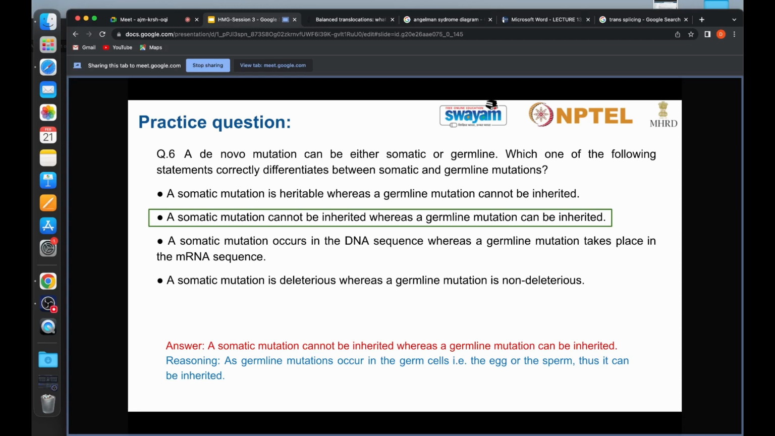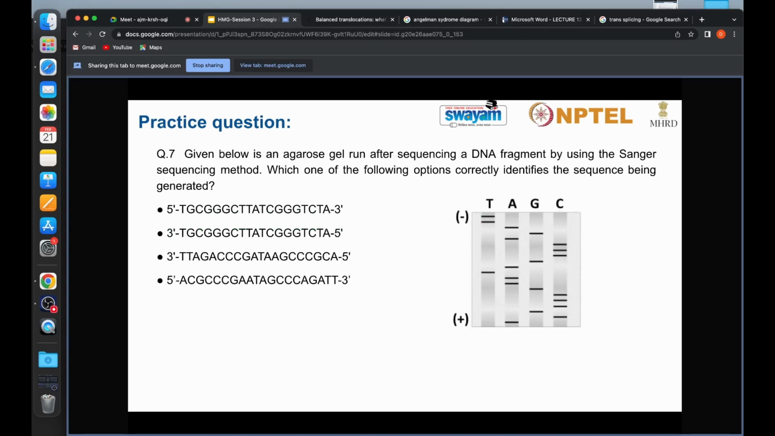Then we discussed question number 7, in which they have given you the agarose gel run after sequencing a DNA fragment, in which they have performed Sanger sequencing, and they have asked you to identify the correct sequence that would be generated. So in this, they have asked you for the DNA sequence. But in your assignment number 3, they asked about the mRNA sequence, which was quite confusing for a few of the students. But this was quite clear, because here they only asked about the DNA sequence from 5' to 3' direction.